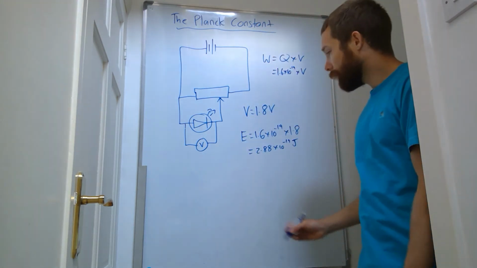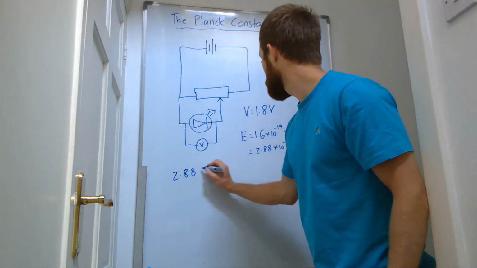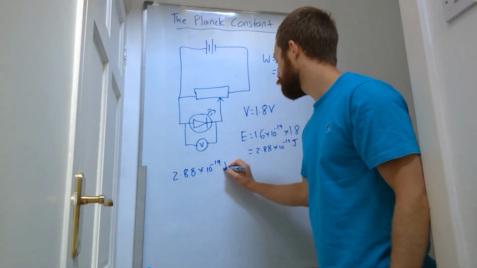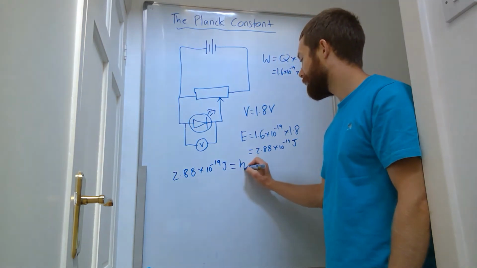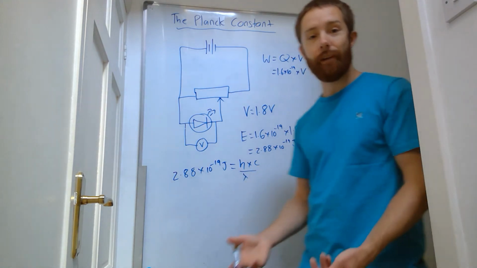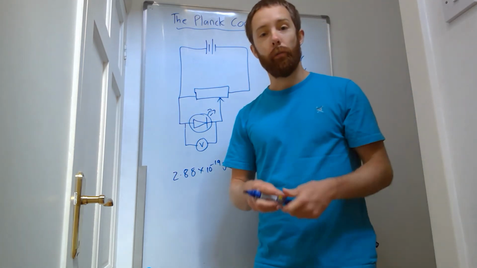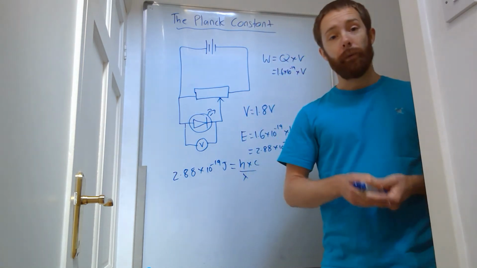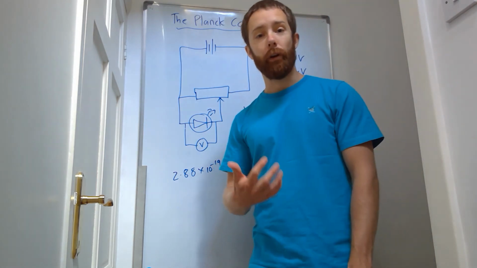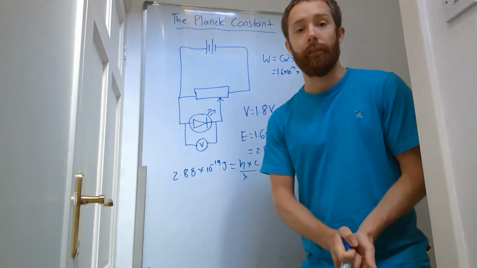So we're going to say that this energy of 2.88 times 10 to the minus 19 joules is equal to h times c over lambda, or hf. Now, the important thing that we need to know when we're doing this experiment is the wavelength or frequency of the light coming off our LEDs.